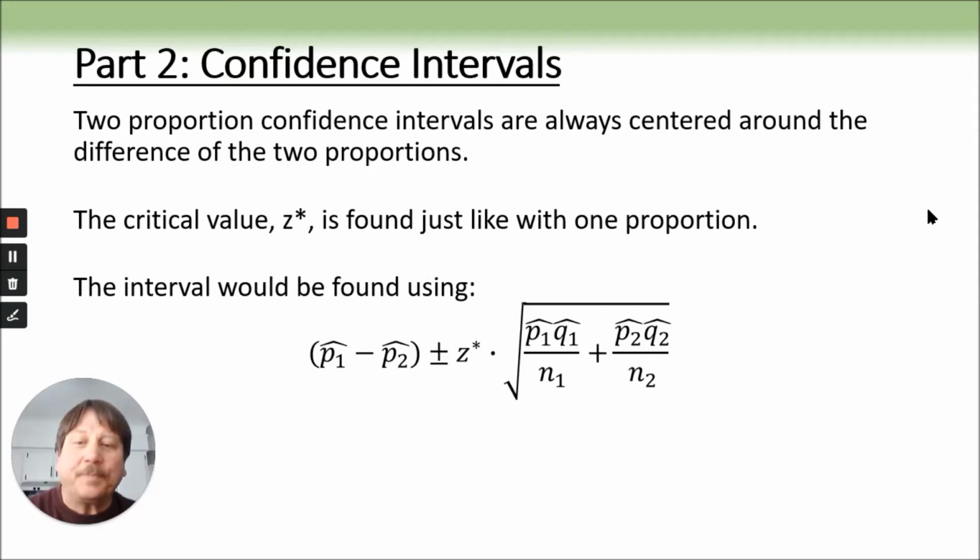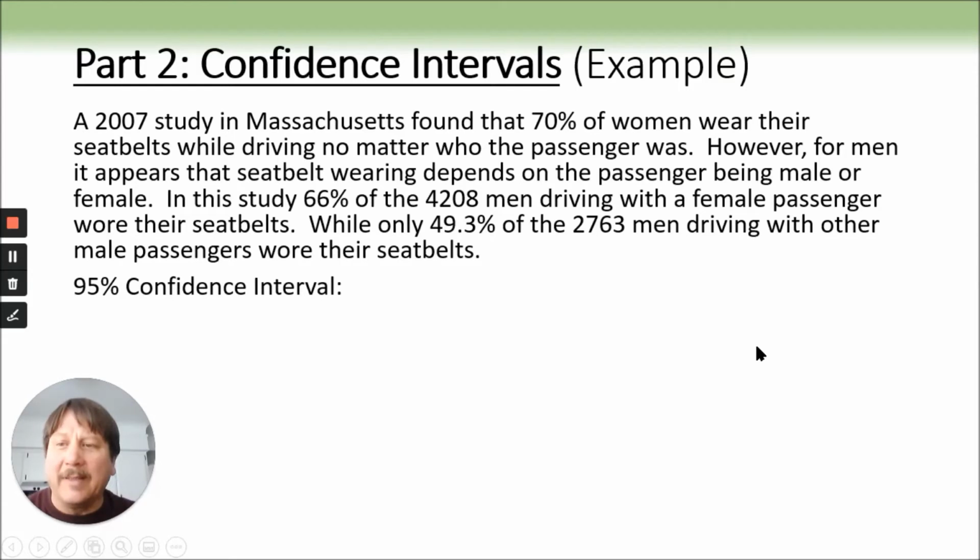The interval for us will always be about the difference between two proportions. And then you're going to do plus or minus Z star times the standard error, which is just a bigger, uglier equation. It is actually not as bad as it looks. So here's a quick little example.